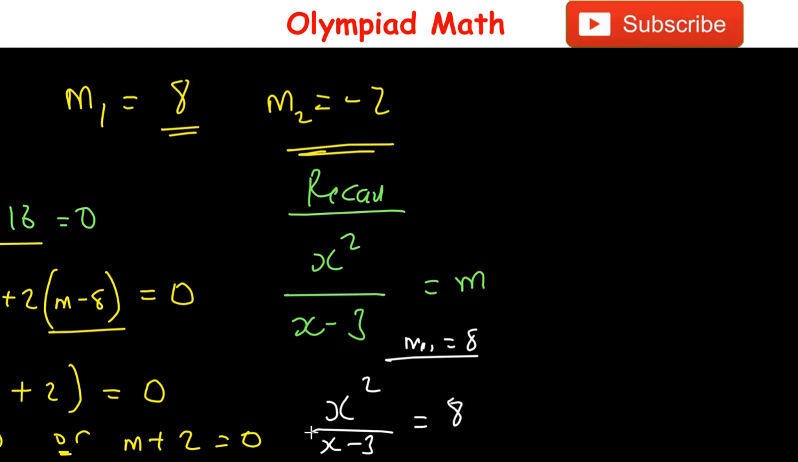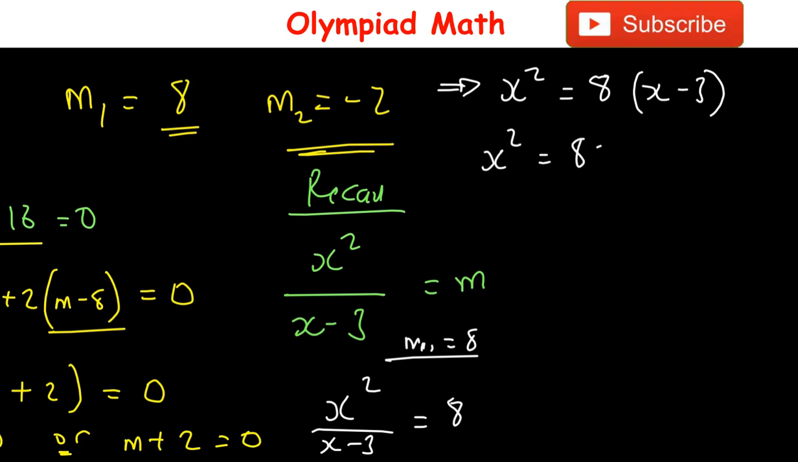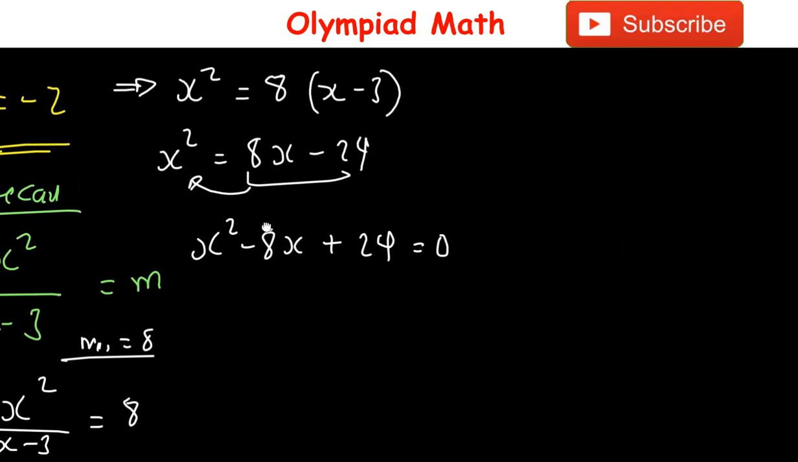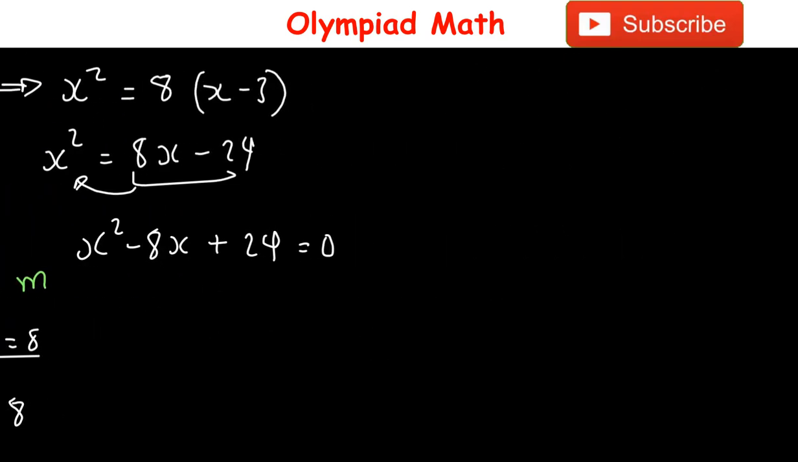Next, if we multiply this equation by x minus 3, we have x squared equals 8 into bracket x minus 3. So x squared is equal to 8x minus 24. Move all of this over to the left hand side. We have x squared minus 8x plus 24 equals 0. Next, we're going to solve this equation making use of the quadratic formula.